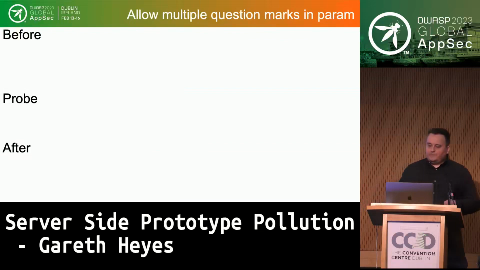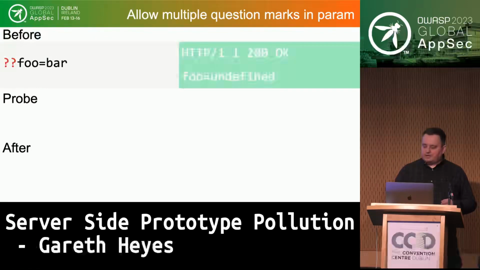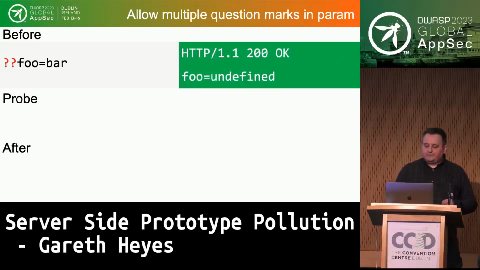So this technique modifies Express to allow the question mark in a parameter name. Before we send the probe, we send 2 question marks, and then we look for a reflection, and foo is not reflected because it has 2 question marks. So the parameter name will actually be question mark foo.